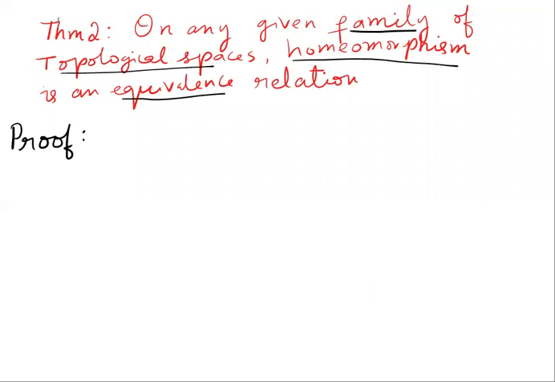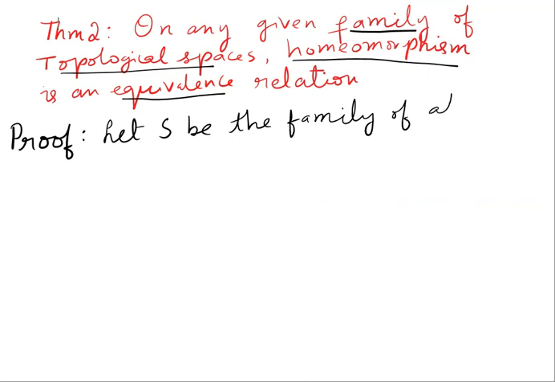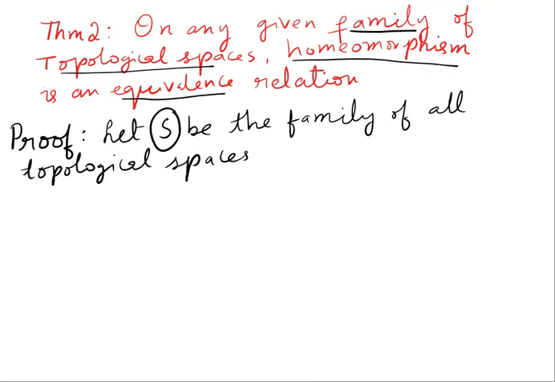So what we'll do is we'll take the family of all topological spaces in one set, and we'll call that set S. So let S be the family of all topological spaces. We'll take all topological spaces, put them in one set, and call that set S. And define the relation.